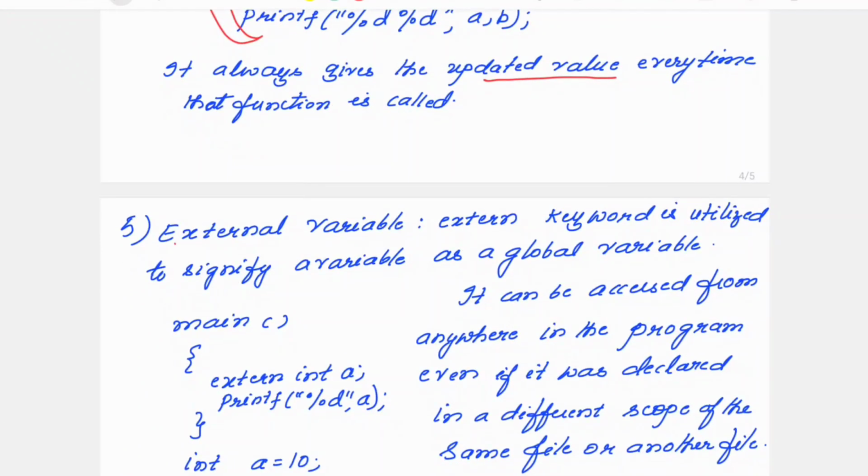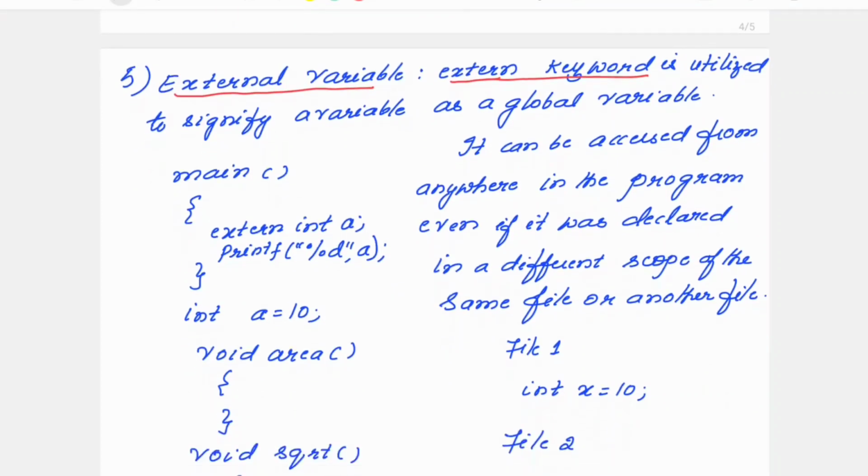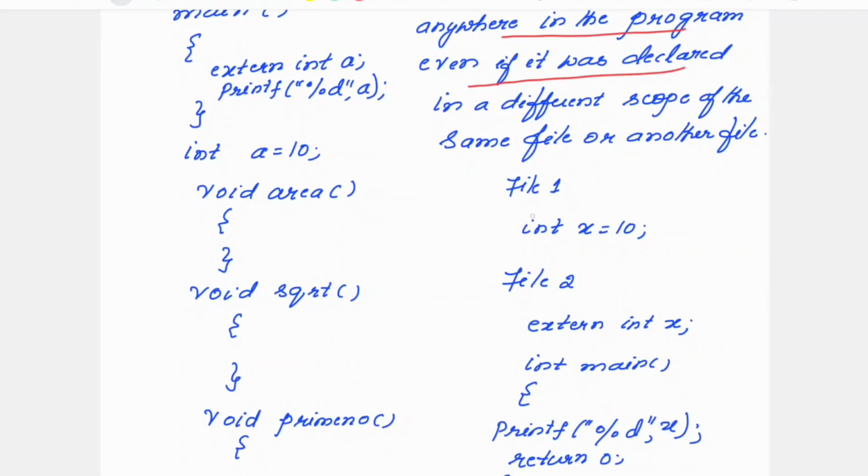The last type of variable is the external variable. Here you are making use of the word extern. The extern keyword is utilized to signify a variable as a global variable. So this external variable is also more or less functioning like a global variable only, and it can be accessed from anywhere in the program, even if it was declared in a different scope of the same file or another file.